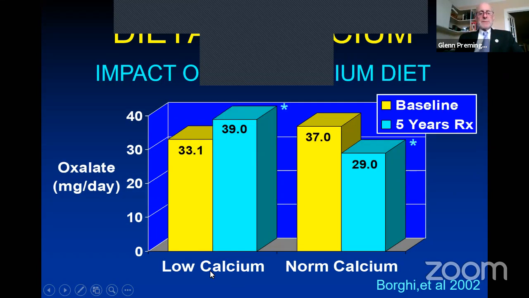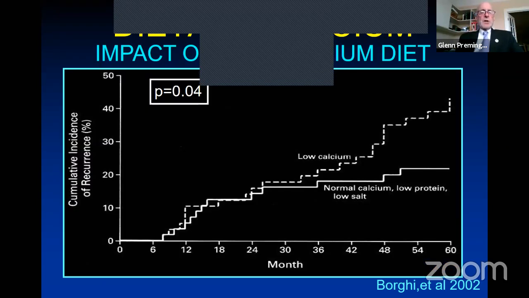The patients placed on the low calcium diet had a slight increase in urinary oxalate, since there was less calcium in their gut to bind with oxalate, so the oxalate in the urine was increased. The patients on the normal calcium diet, however, had in fact a slight reduction in their urinary oxalate. So taking this all together and looking specifically at the cumulative incidence of stone recurrence, the patients on the normal calcium, low protein, low salt diet had a significantly reduced incidence of recurrent stone formation as compared to those patients placed on the low calcium diet alone.